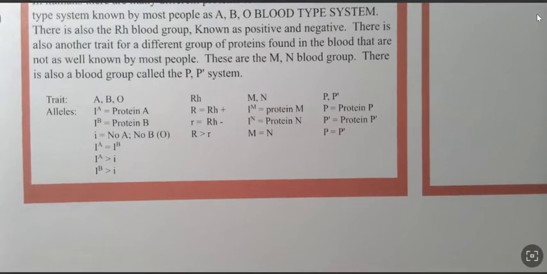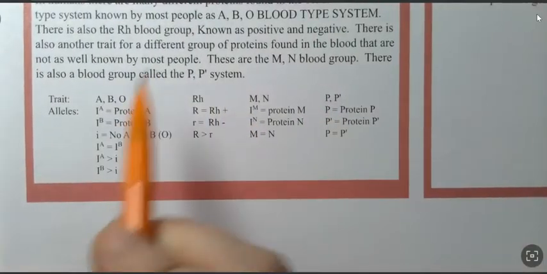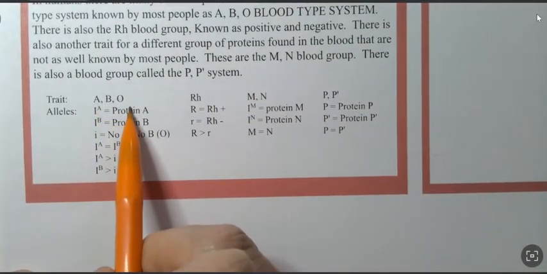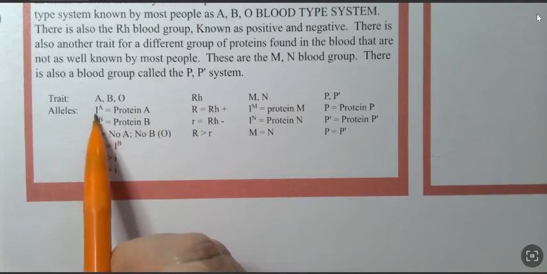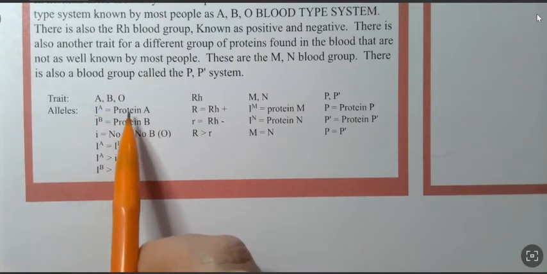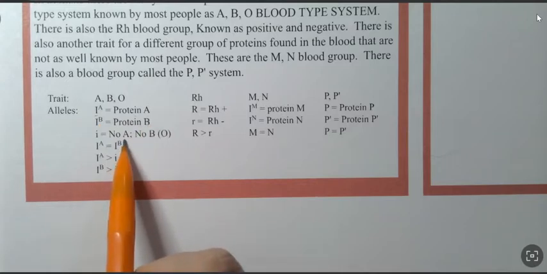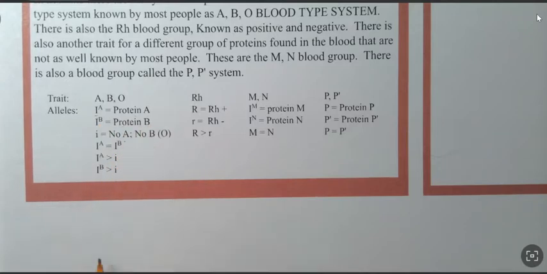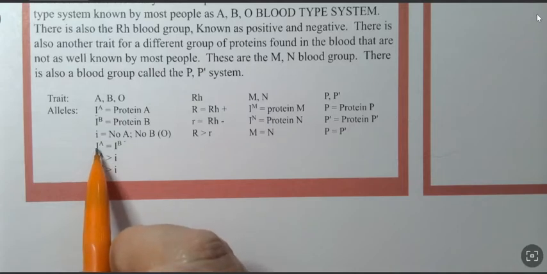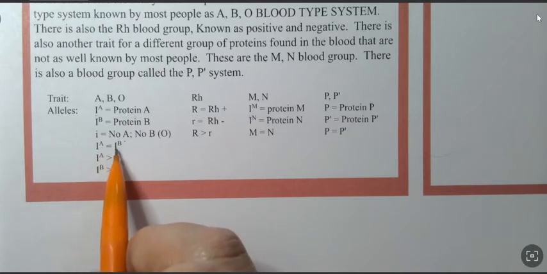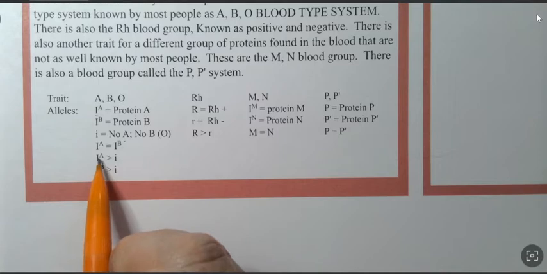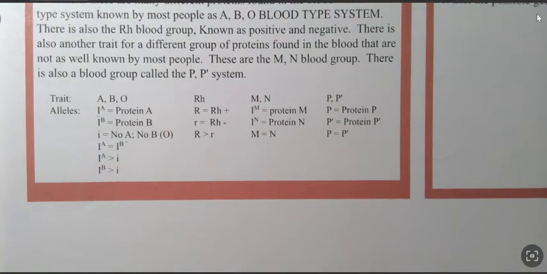Okay, so we have a lot going on here. We know that our trait is the ABO group. I have the alleles of a capital I with an A on it, that's A. Capital I with a B is B, and a little i is no protein. Okay, no A's and no B's. I know that A and B are codominant, and that A is dominant to i and B is dominant to i. Okay, so my alleles are IA, IB, and little i.